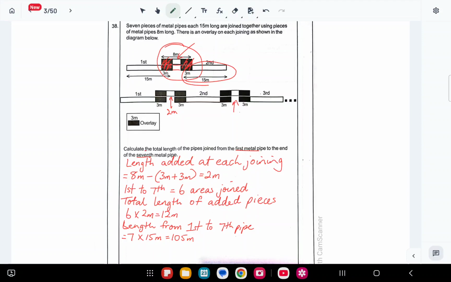I wanted to calculate the total length. So total would be the total length of pipes, which is 105 meters, add the total added on spaces here, which we found out to be 12 meters. And that will give us 117 meters. So the length from the first to the 7th pole would be 117 meters.